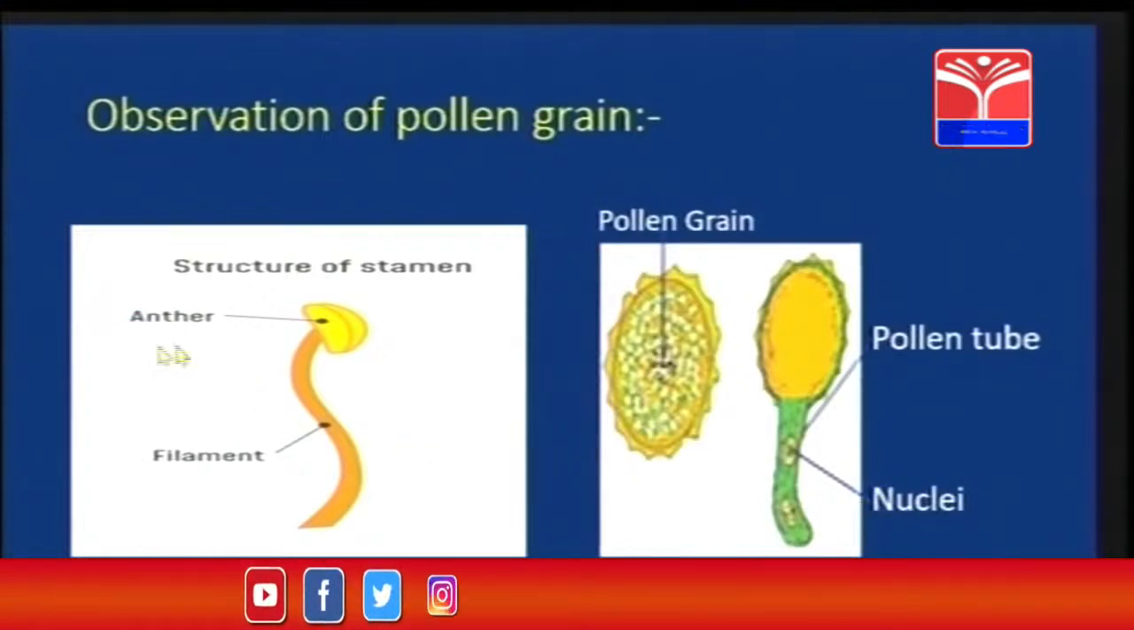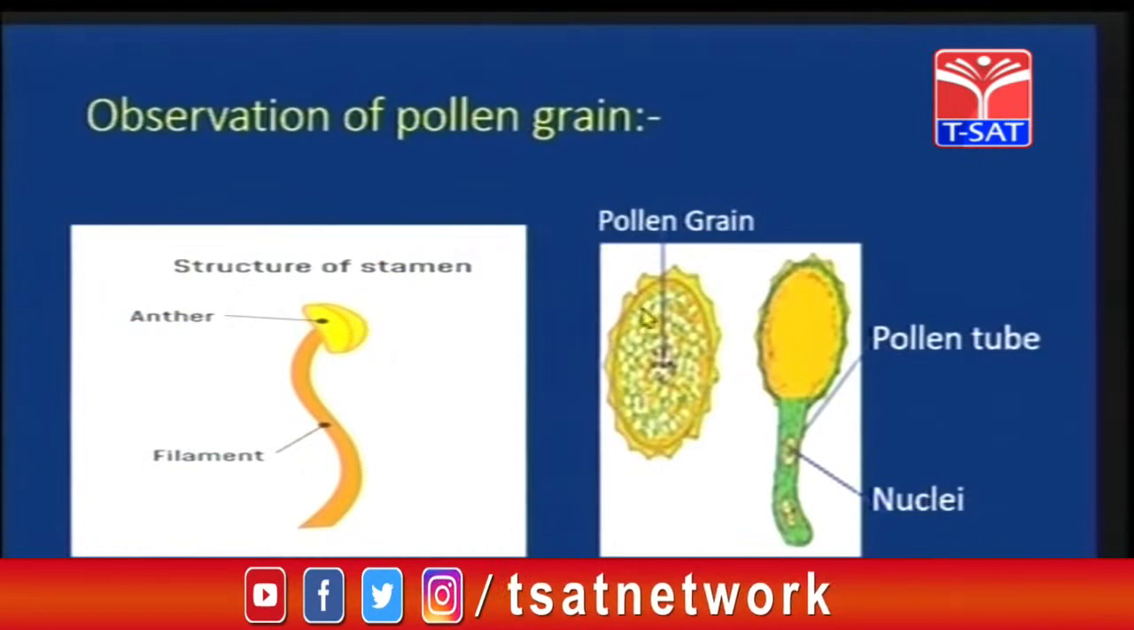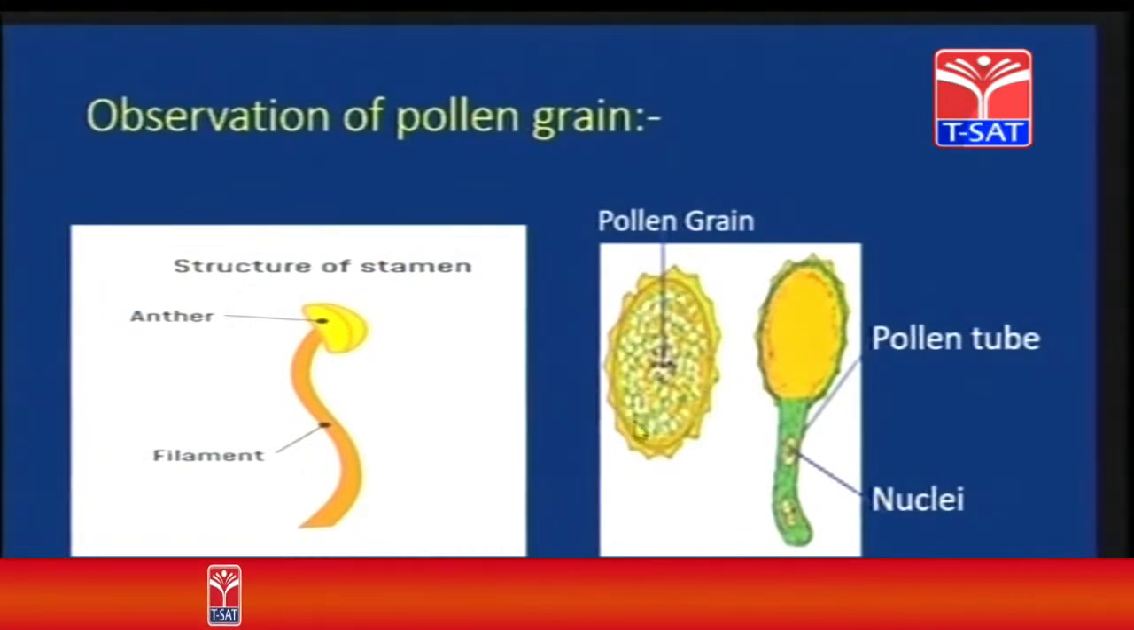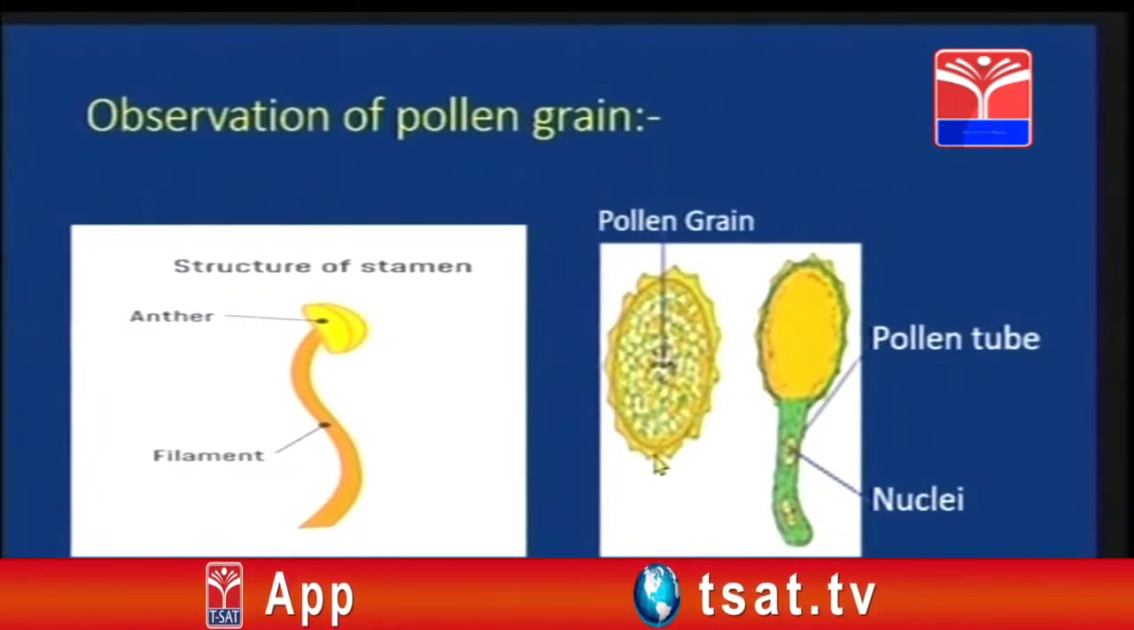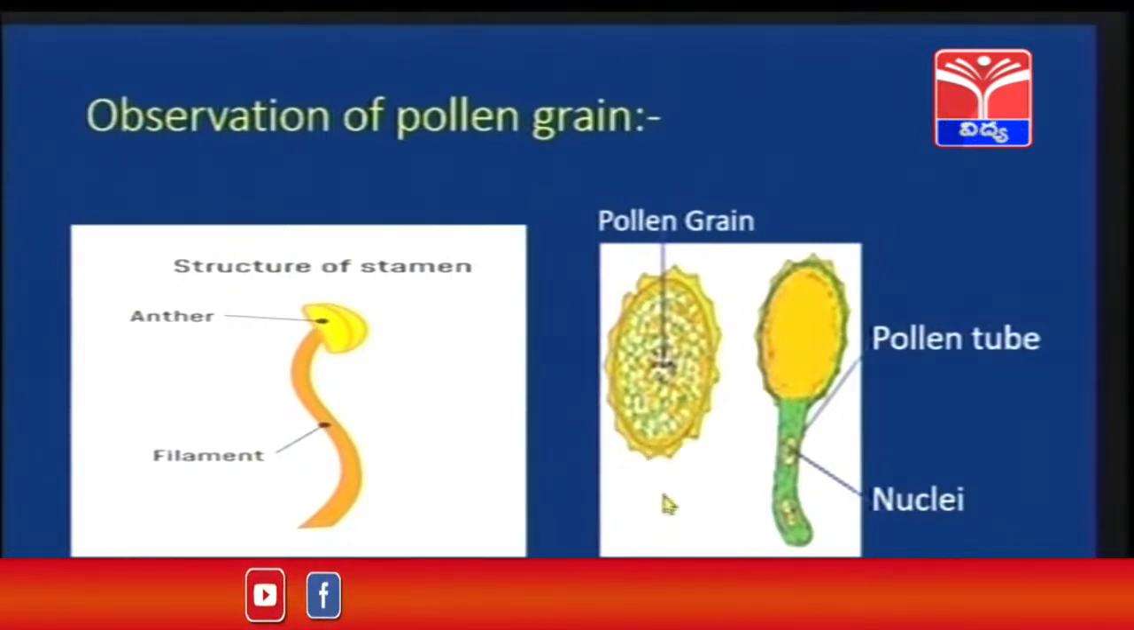So once again, let us observe pollen grain, that is, the outer wall is called as the exine, the inner layer is called as the intine, and when the course of development takes place, the pollen grain breaks and forms a pollen tube.